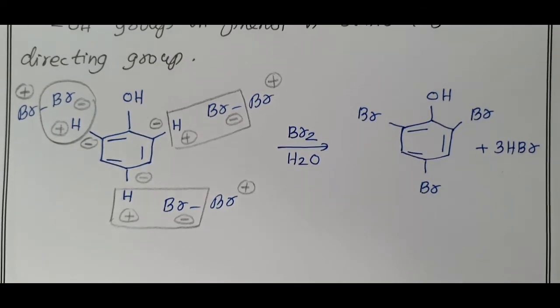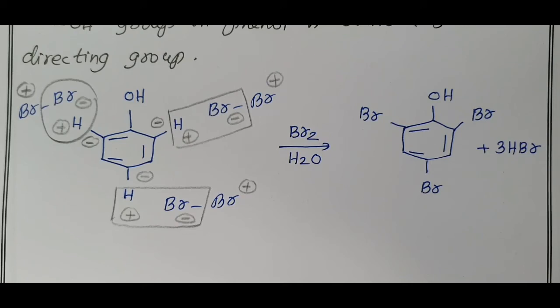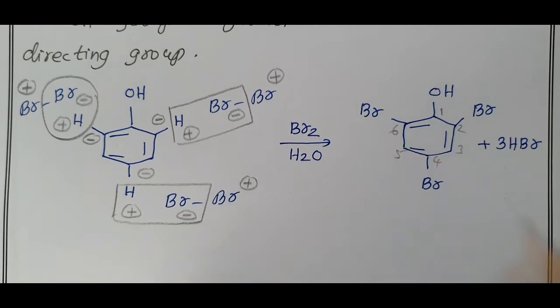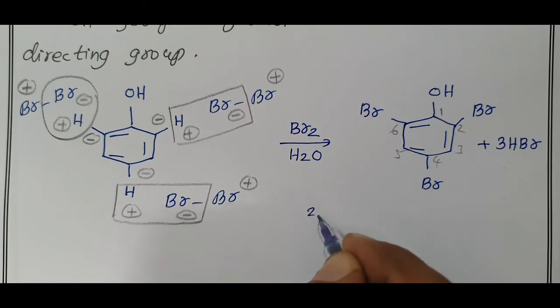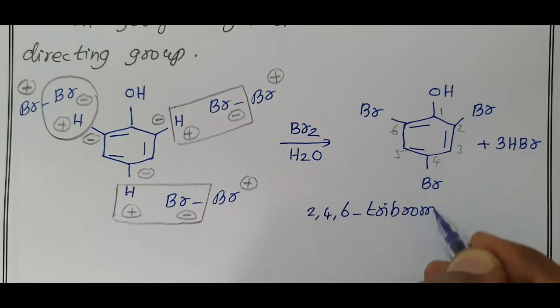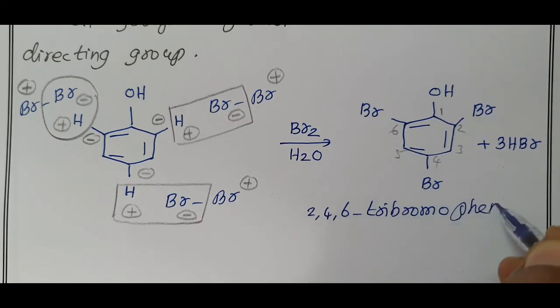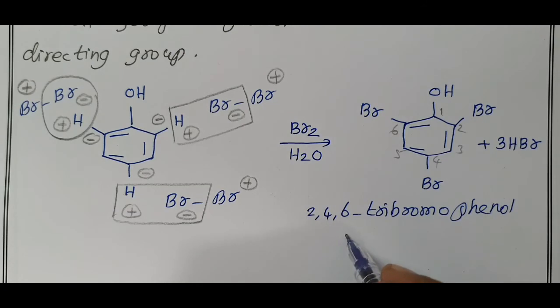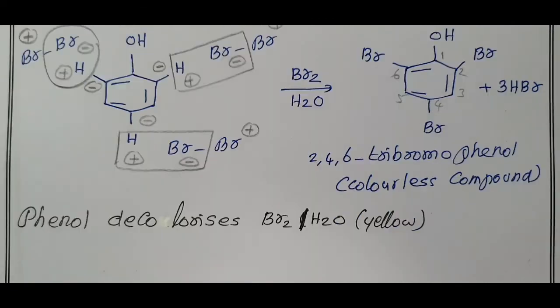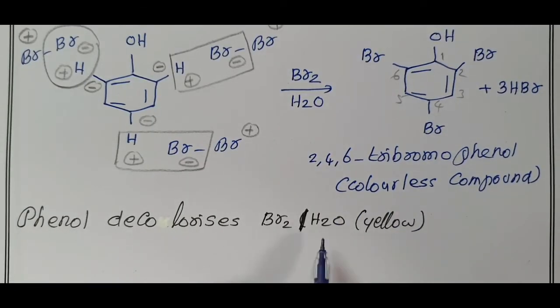What is the name of the product? You know, in phenol, when you give numbering 1, 2, 3, 4, 5, 6, the parent compound is phenol. In the second position, fourth position, and sixth position, there are 3 bromines, so it is tribromophenol. The 2,4,6-tribromophenol is a colorless compound. This is one of the tests to identify phenol. What is that test? Phenol decolorizes bromine water.